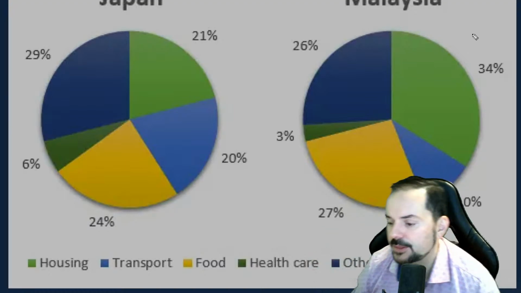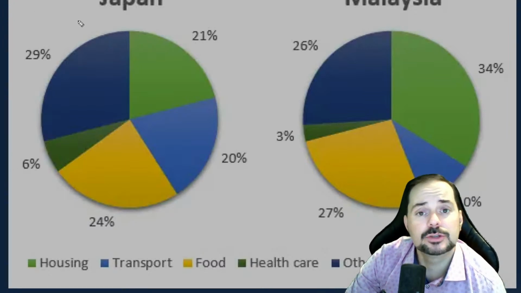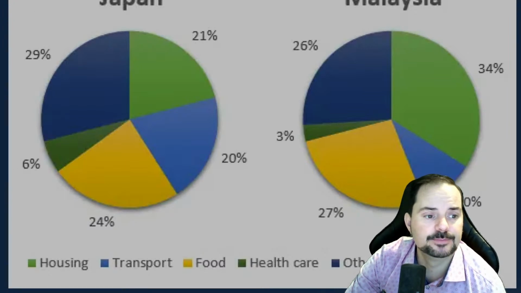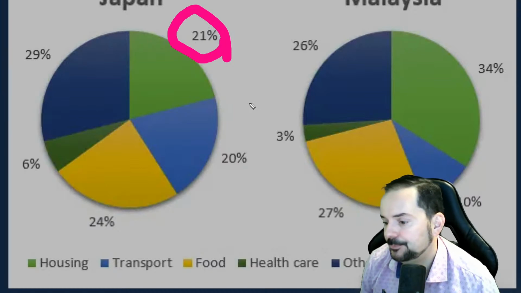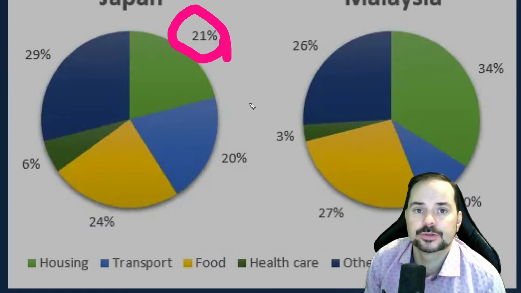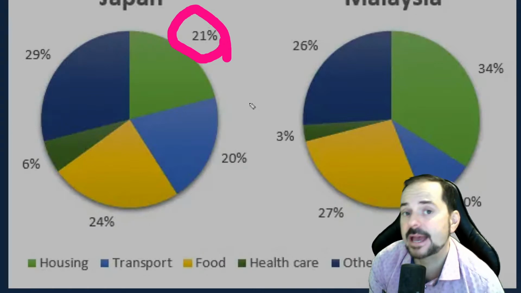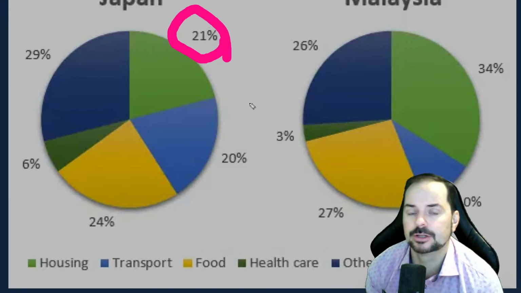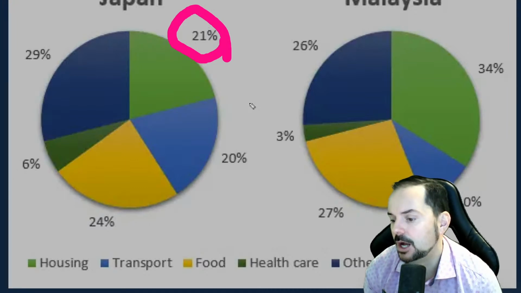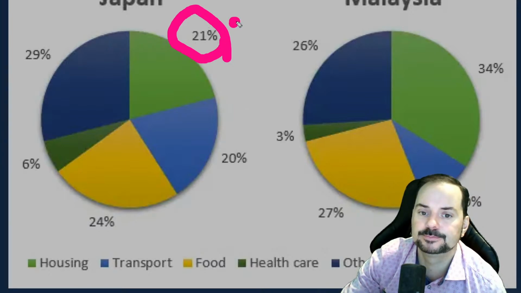So careful with that. Let's use some good logic, some good English. So 21, what is that? How much is that? We don't want to just write the same numbers that we see in the graph. Again, Band 7, Band 8, Band 9 essays are all about interpretation, right? So interpreting that. How much is 21% of 100%?